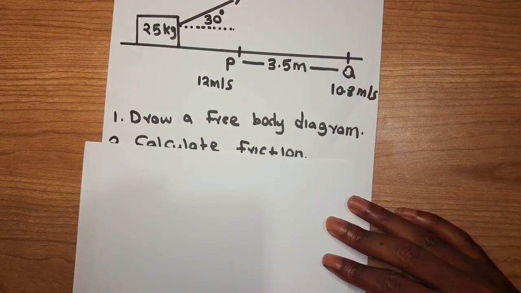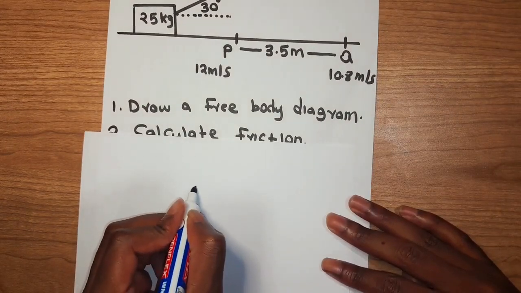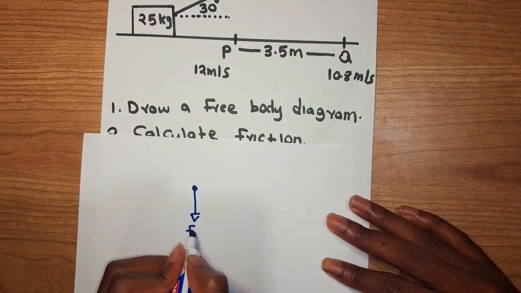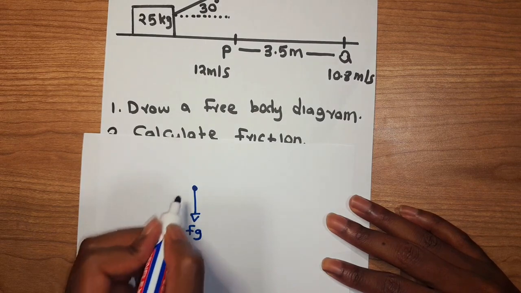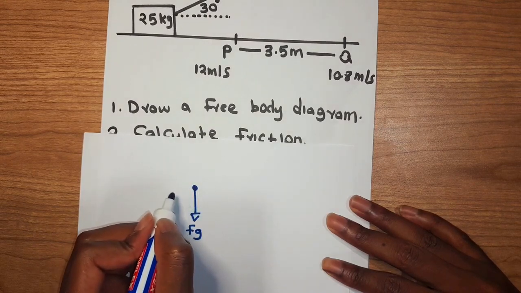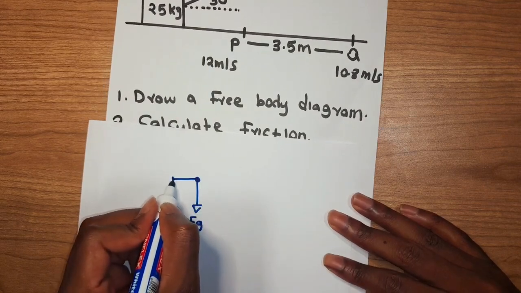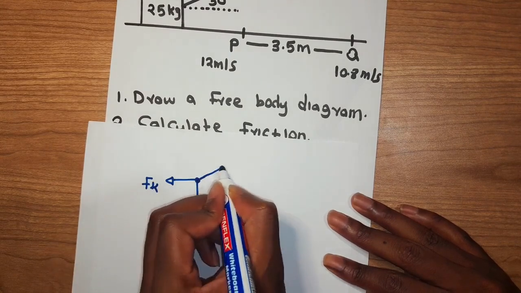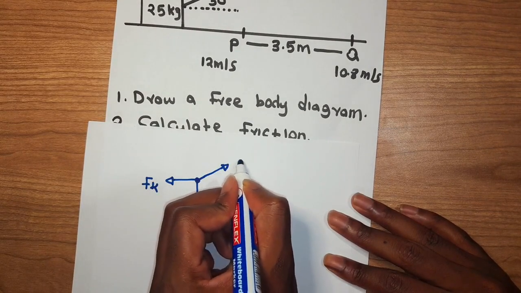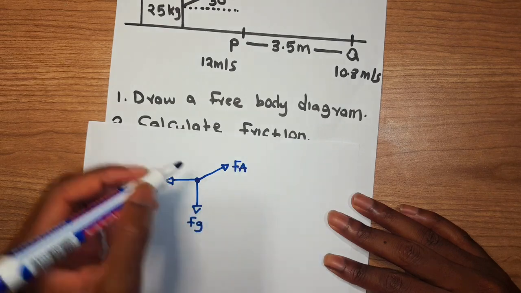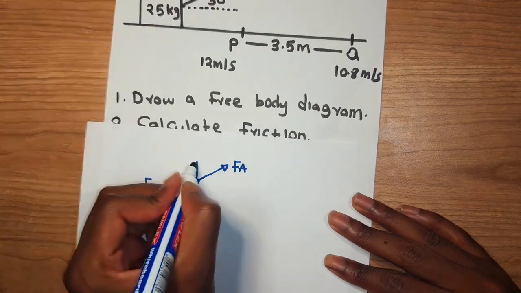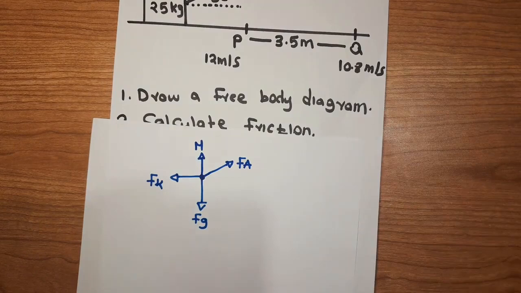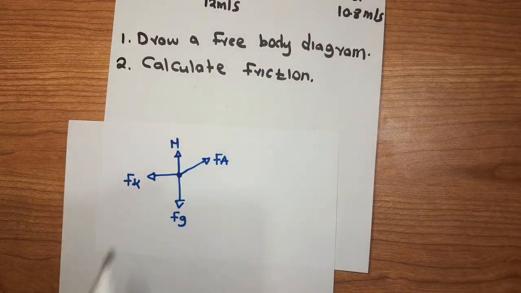How do we draw a free body diagram? We know this thing experiences gravitational force, and obviously it experiences frictional force because they did not tell us that it is not experiencing friction. It is also going to experience the force applied at that angle, and it is also going to experience some sort of normal force.